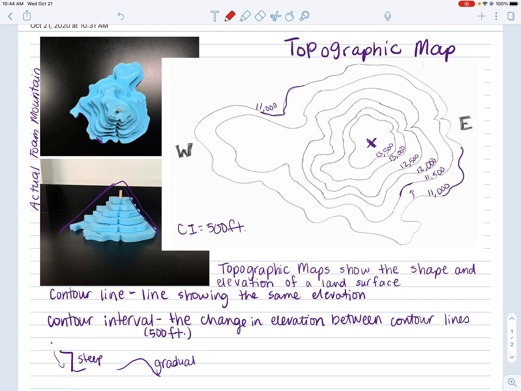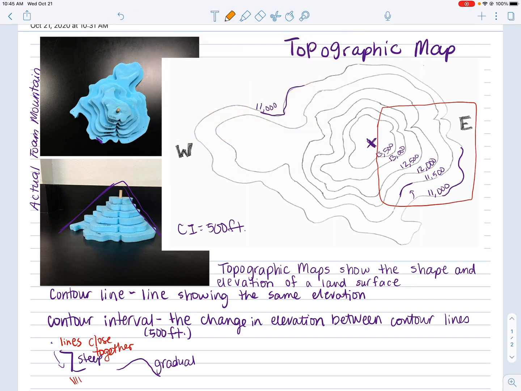So looking at this map, I'll just put a square around it. We can say that this would be our steep area because those lines are closer together compared to some of the other ones. Now this map doesn't have them very, very close, but still, a steep slope means that the lines are close together. So the lines will end up looking like they stack up on top of each other.